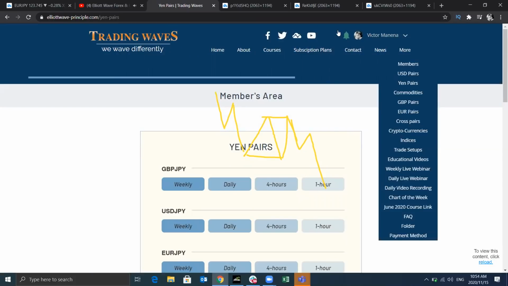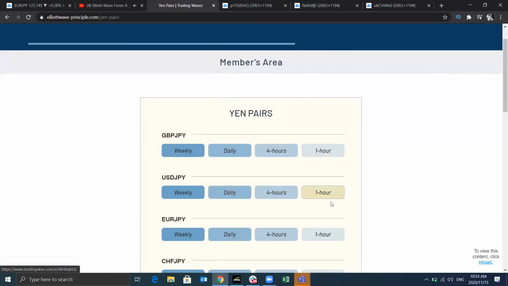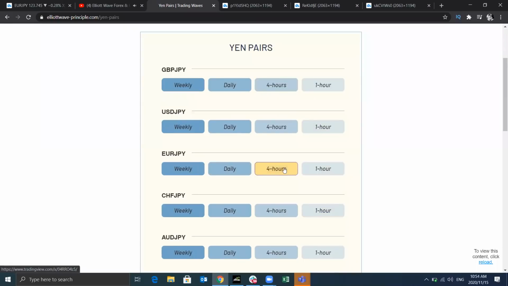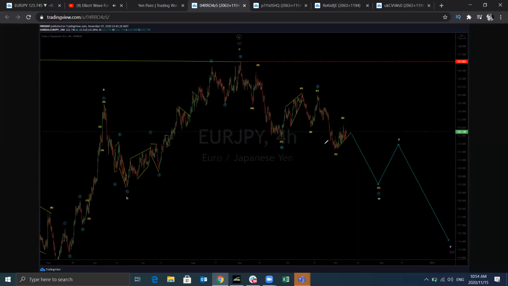Yen pairs, and we look at euro yen. You've already seen US dollar yen and pound yen. Euro yen looks like this. This is just to show you that not all the trades or all the focus plays out as expected, but the structure remains intact. Our structure here is that we're looking for this to be a bigger corrective structure.